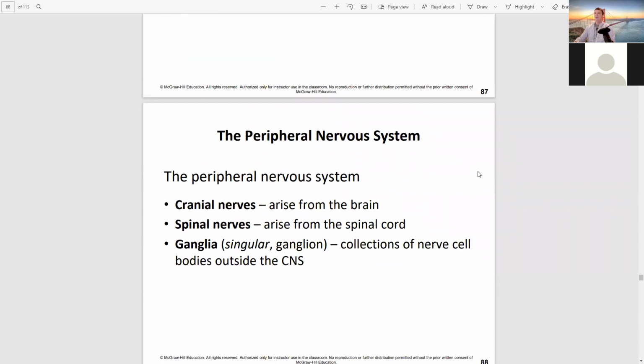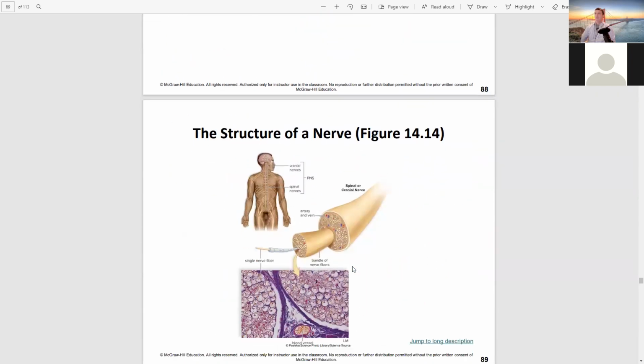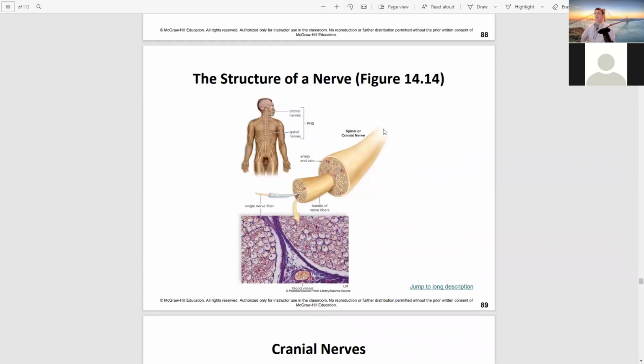So the peripheral nervous system contains the cranial nerves, which arise from the brain, spinal nerves, which arise from the spinal cord, and ganglia, which are collections of nerve cell bodies outside the CNS. So here's the structure of a nerve. So we have a single nerve fiber, and then a bundle of nerve fibers, and of course those have arteries and veins.